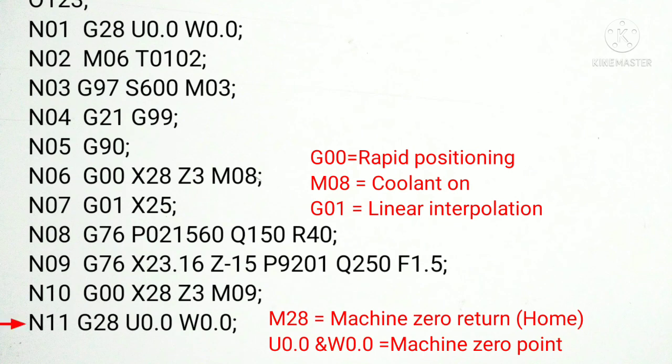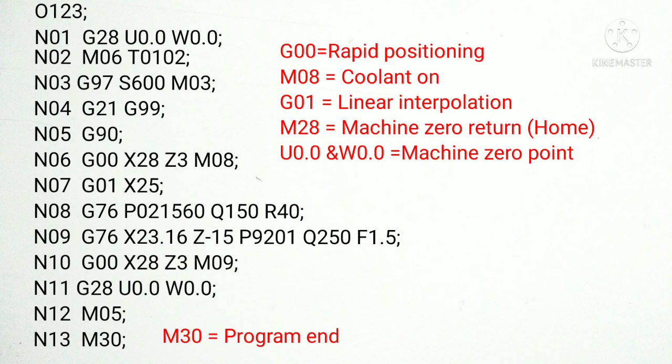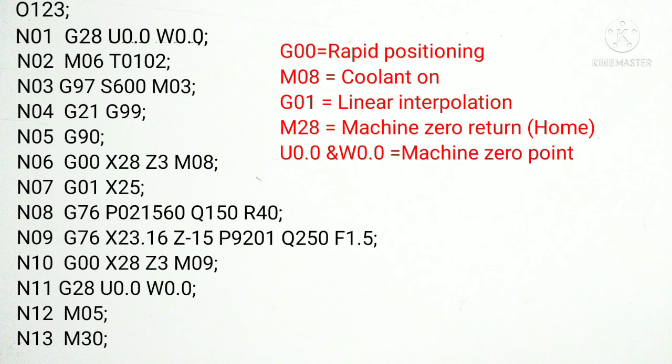Next for the line number N11 we use G28 again and U0 W0 to move the cutting tool to its home position. Next we use M05 to stop the spindle rotation, and finally we use M30 to end the program. So this is our full and final program of thread cutting.